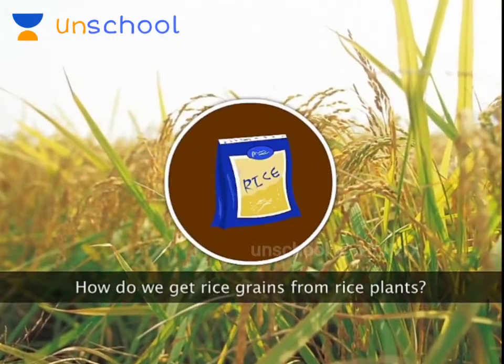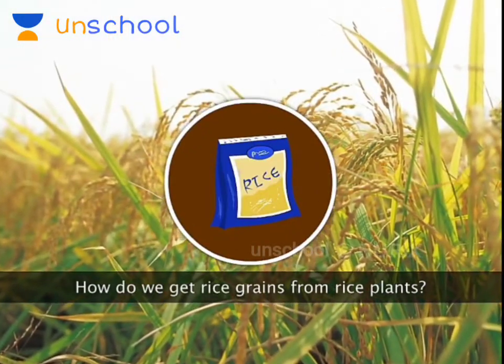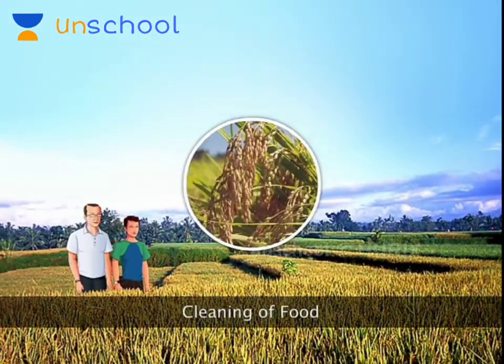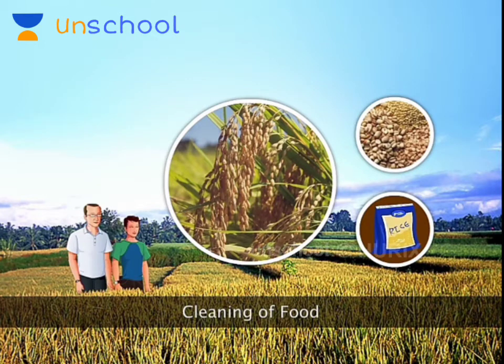How do we get rice grains from these rice plants? Father tells James that we use many methods to separate unwanted from the food we eat. Let us learn about a few methods of cleaning food.